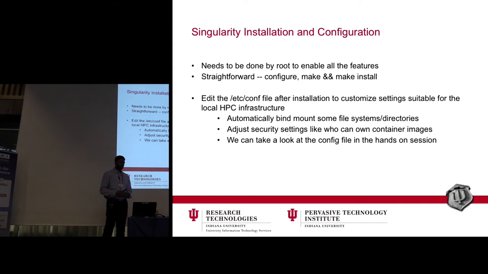In the configuration file, you can decide what sort of file systems you want to let through inside the containers. For example, we have a GPFS file system, a Lustre file system, slash temp, other things. We can decide which of those automatically get mounted inside the container when somebody runs a container.